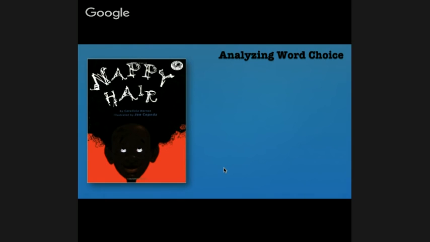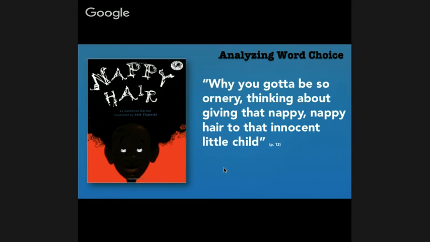The story is about, if you haven't read it, a young Black girl and how her hair came to be the way it is. So in one part of the story, if I'm analyzing the words, the author writes, "Why you gotta be so ornery, thinking about giving that nappy hair to that innocent little child."